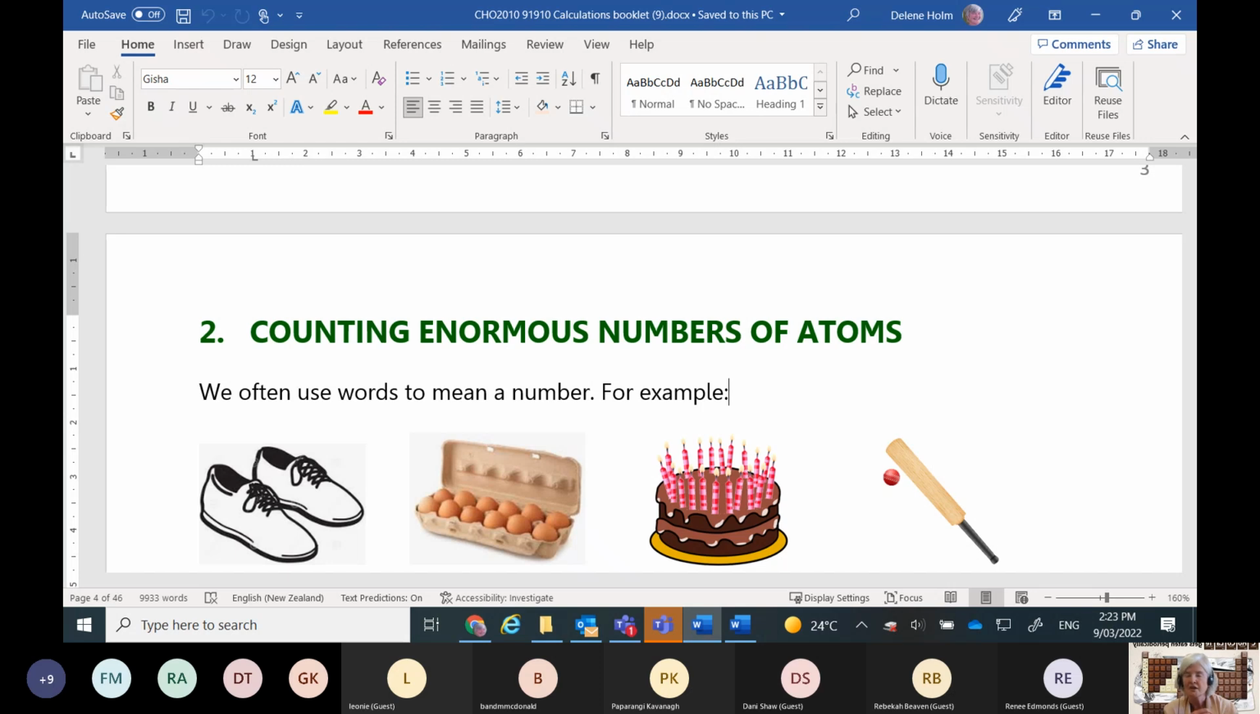You would know because the term pair means 2 shoes. If I talk about a dozen eggs, how many eggs have I got? You know you've got 12, because dozen is a term to represent the number 12.